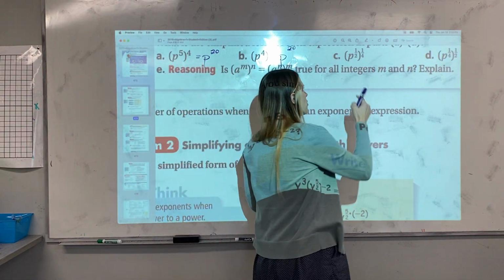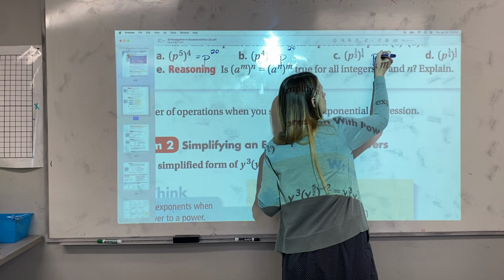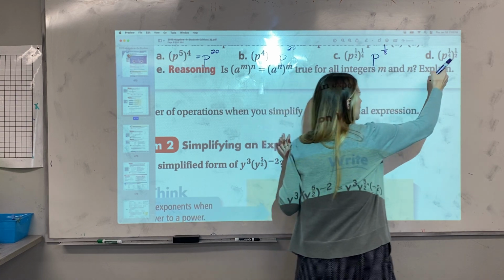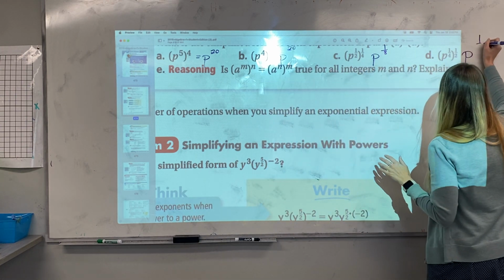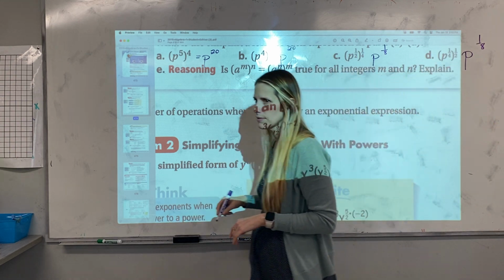So it's the same answer. What about this one? E to the 1/8. Yep, p to the 1/8. Then what about this one? P to the 1/8. The 1/8, very good. Any questions?